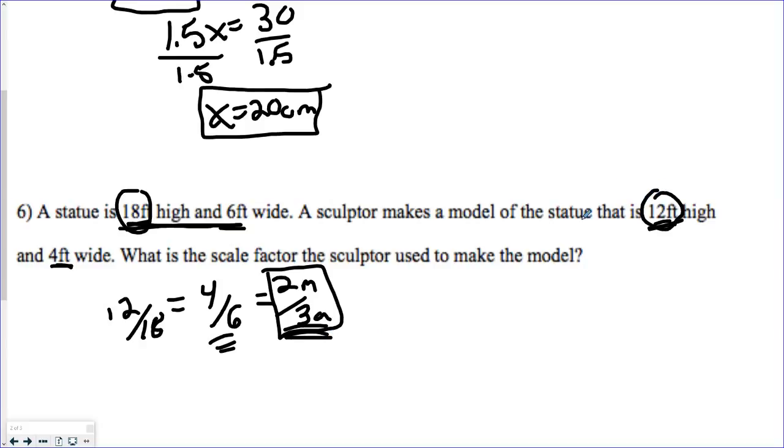That's how I knew to make it 12 feet high. Same thing for 6. 6 times 2/3 is 4. That's how he knew to make it 4 feet wide.